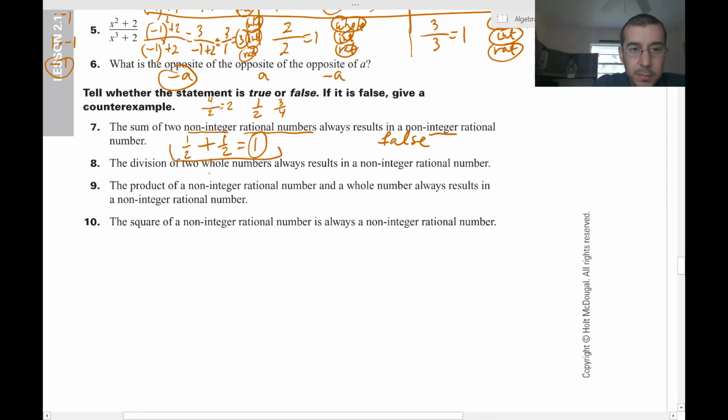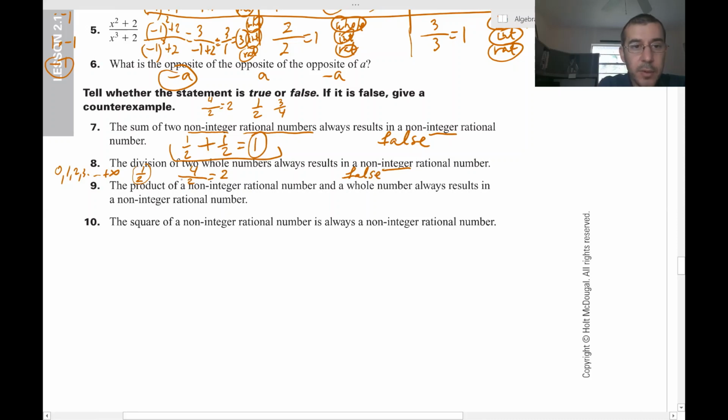The division of two whole numbers always results in a non-integer. Okay, the division of two whole numbers. So whole numbers we know are 0, 1, 2, 3, all the way to plus infinity. When you're dividing two whole numbers, let's say 4 and 2, or it can be 1 and 2, it always results in a non-integer? 1/2 is a non-integer, but 4/2 is 2. That's an integer, right? So this is false. This is false as well.